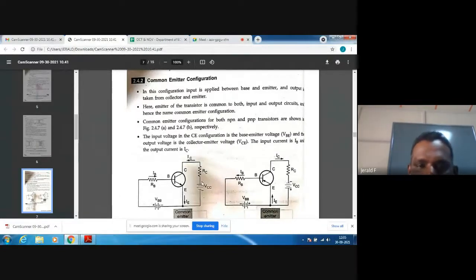So what is the condition? In this configuration, input is applied between base and emitter. The emitter should be negative and the positive should be connected to the base. The output is collected from the collector, which should be connected to positive. The emitter should be connected to the downside, that is the ground or earth. Normally this is called common ground.